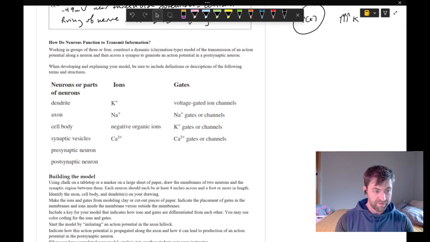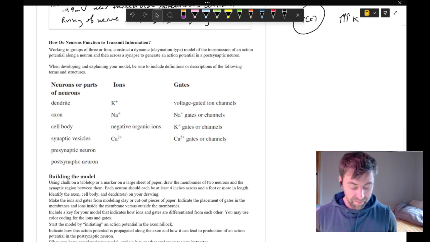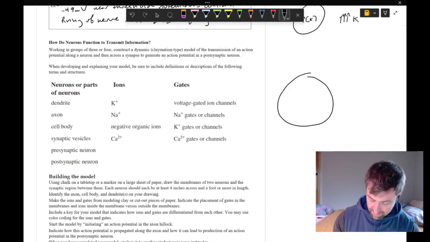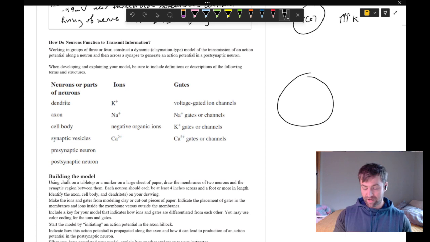How do neurons function to transmit information? And here we get to create a model. I'm going to freestyle for a little bit and just talk about some of the elements that are important here, some of the key insights that really helped me. So this is our nerve cell in cross section.